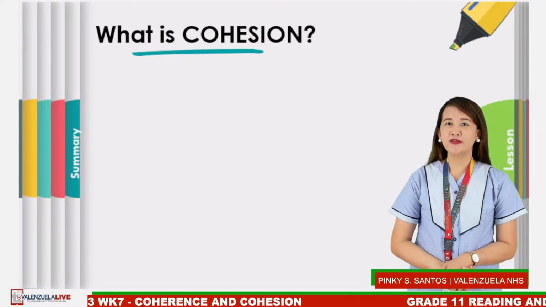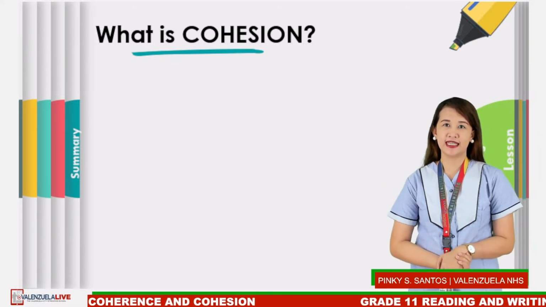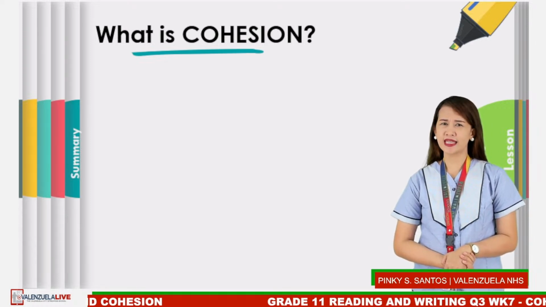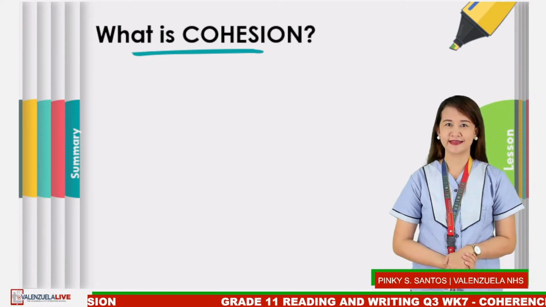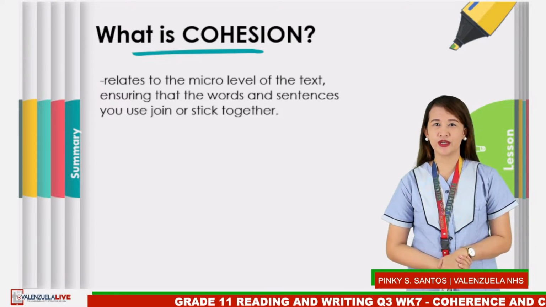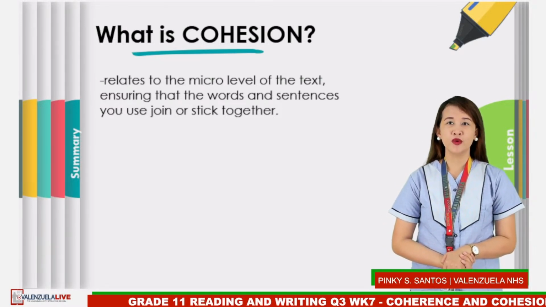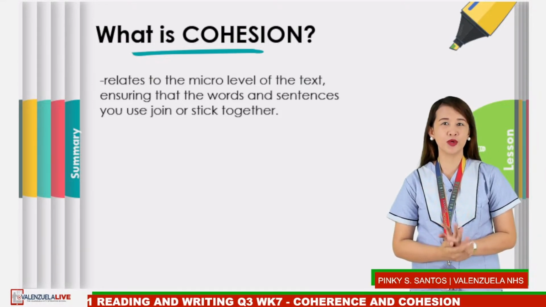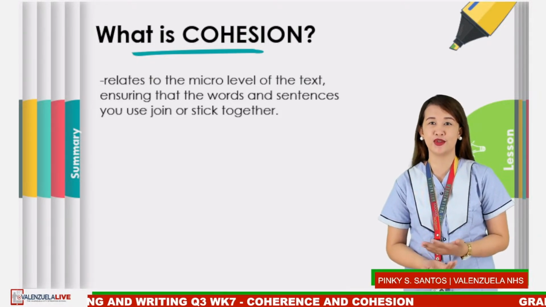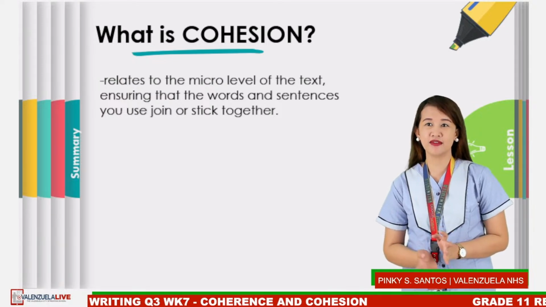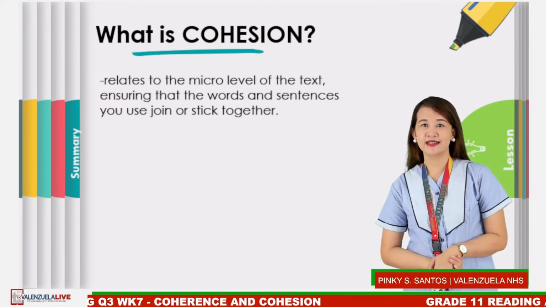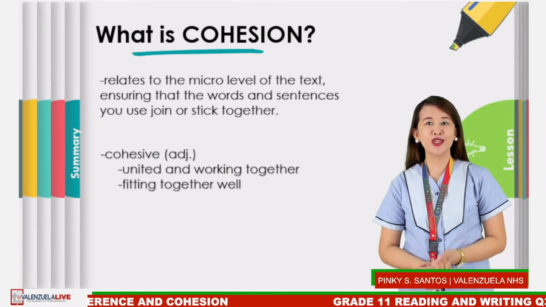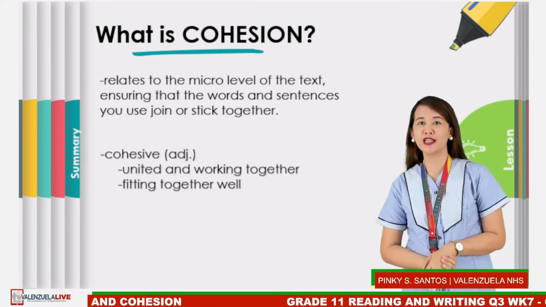It is important for the parts of a written text to be connected. So another word for this is cohesion. What is cohesion? This word comes from the verb cohere, which means to stick together. Cohesion is therefore related to ensuring the words and sentences you use stick together. The related adjective is cohesive, meaning united and working together and fitting together well.